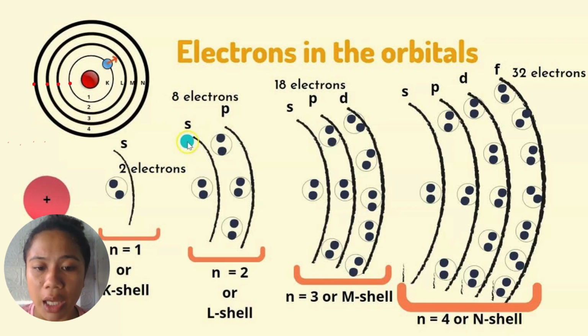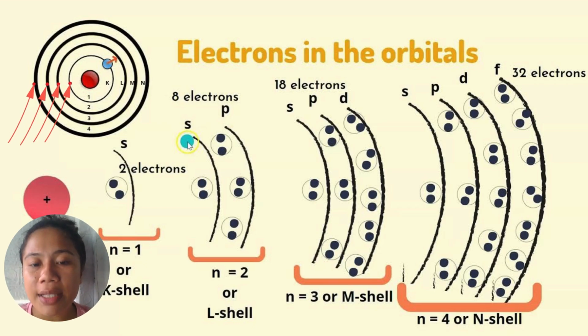So for M shell, it has how many orbitals? 3. And it also has how many subshells? 3. The S, P, and D. So S carries how many dots or electrons? 2. P carries how many dots or electrons? 6. And now, ma'am, how many electrons does D subshell carry? It carries a maximum of 10. So, S is equal to 2, P is equal to 6, D is equal to 10. Overall, it carries 18 electrons.